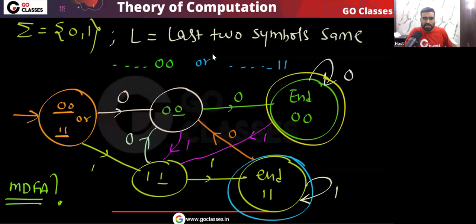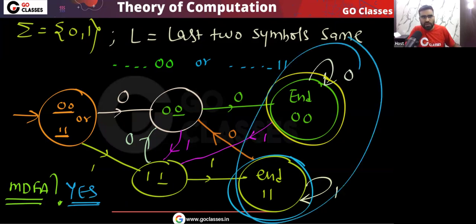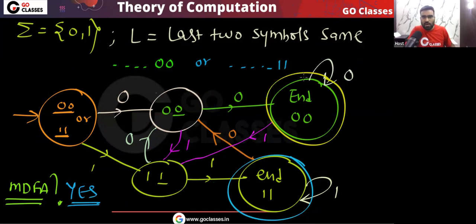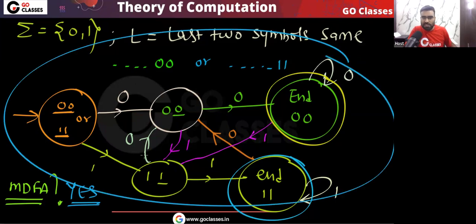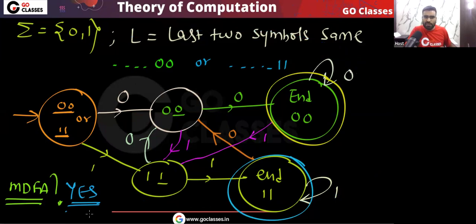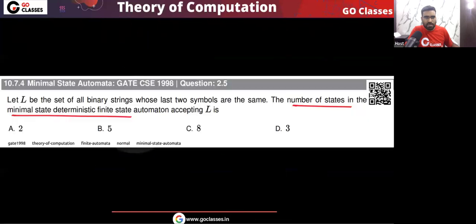So can I say that this is a minimal DFA? Yes, this is a minimal DFA because they are not equivalent. All the states are distinguishable from each other. So this is a minimal DFA. So the minimal DFA has 5 states. So the answer for this question will be 5. Is this point clear? Please tell me.